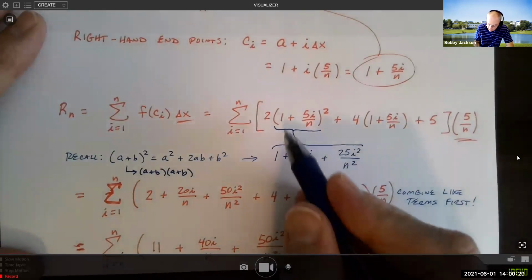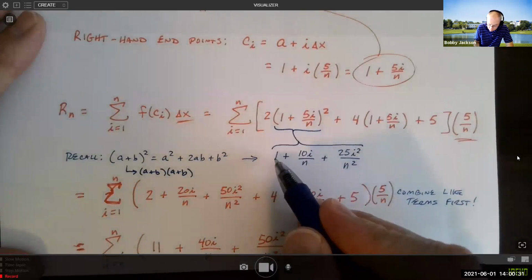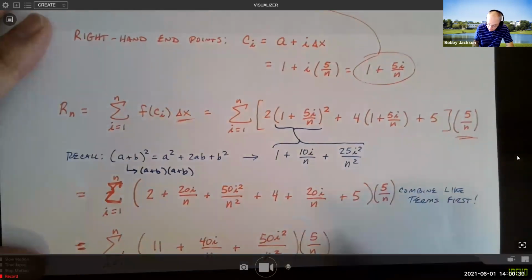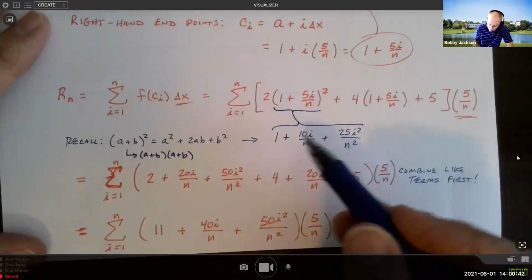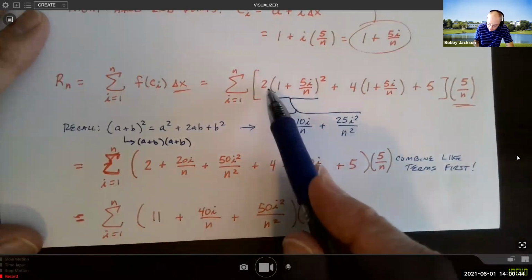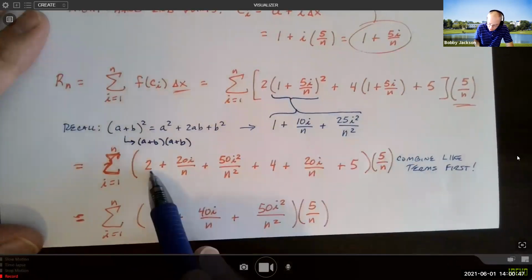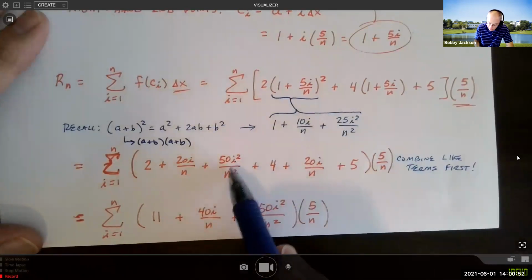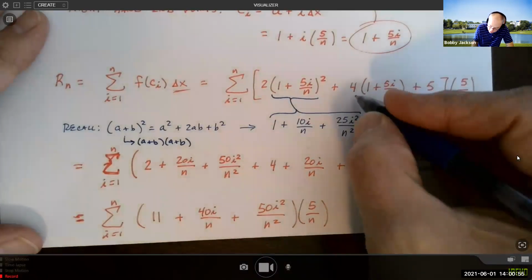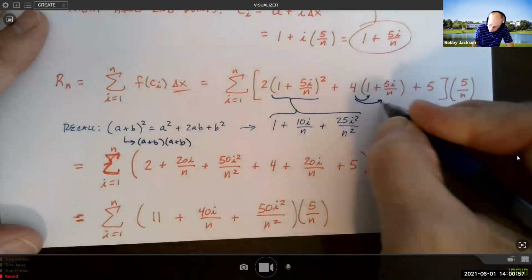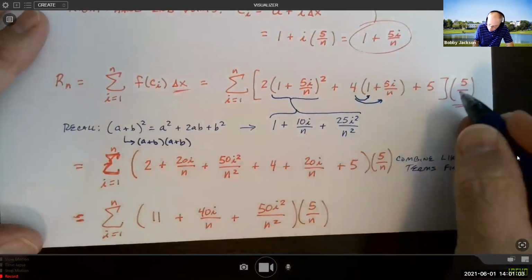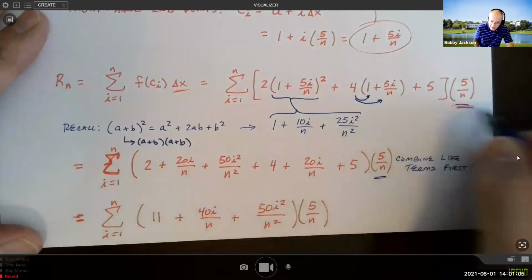So if I expand that out, I get 1 squared is 1, a times b is 5i over n times 2 is 10i over n, and then b squared is going to be 25i squared over n squared. So that's expanding that all the way out. Now don't forget this 2 in front of it, so I have to distribute that 2 through. I get 2 times 1 is 2, 2 times 10i is 20i over n, 2 times this is 50i squared over n squared. And then here, don't forget to distribute your 4 through as well. So 4 times 1 is 4, 4 times 5i is 20i over n, plus the 5, and then don't forget your delta x is still out there.